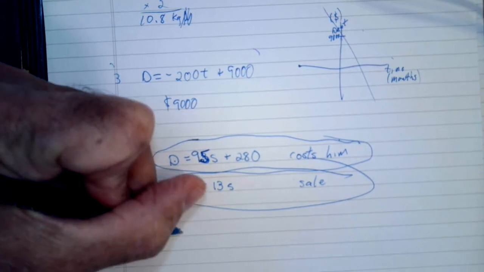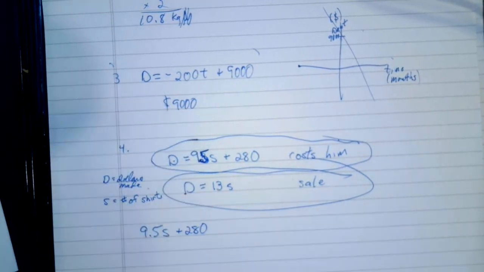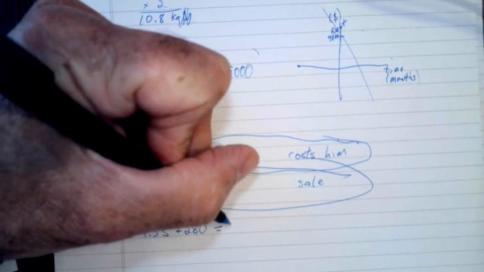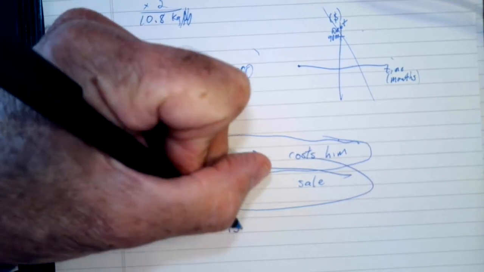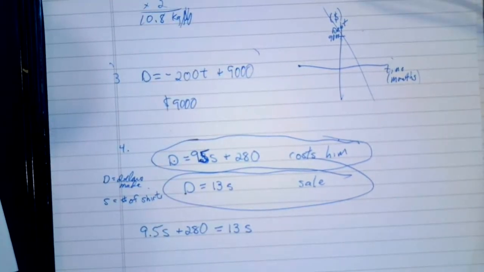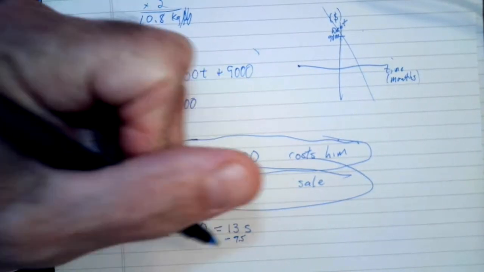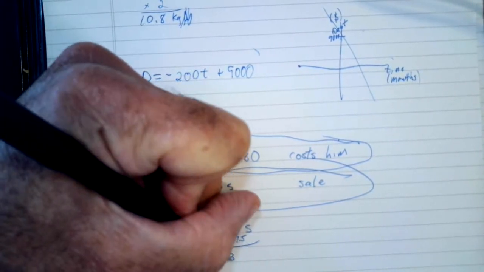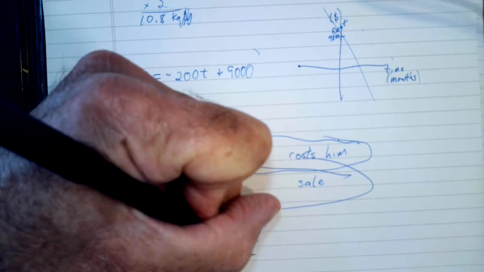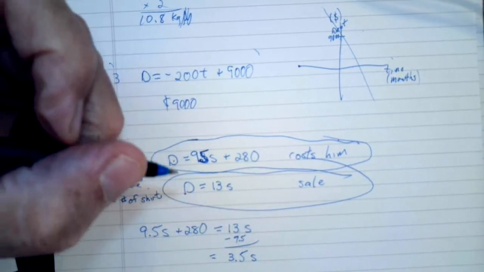9.5s plus 280. That's what it costs him. If that equals 13s, then all I have to do is figure out S, and that'll tell me how many t-shirts it takes to break even, because this is what it costs and this is what his profit is. So I just do the math, subtract 9.5 from both sides, minus 9.5, and I end up with 3.5 S equals 280.